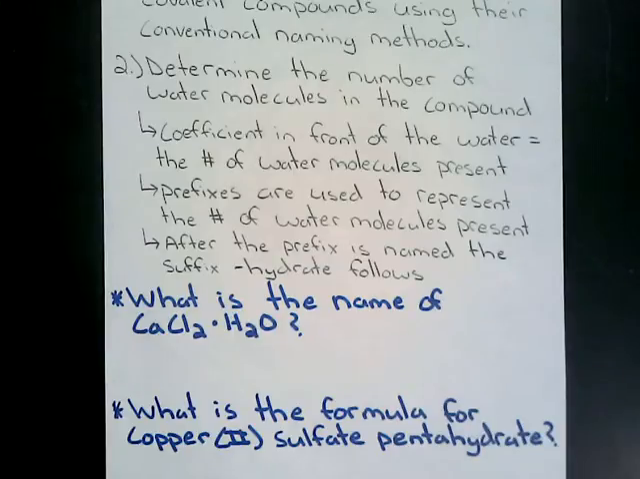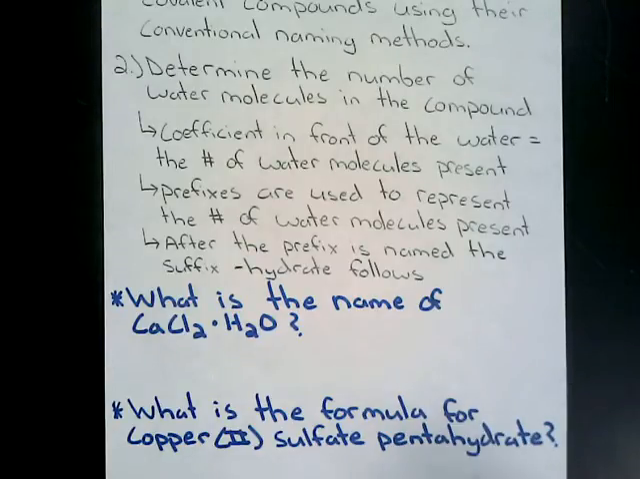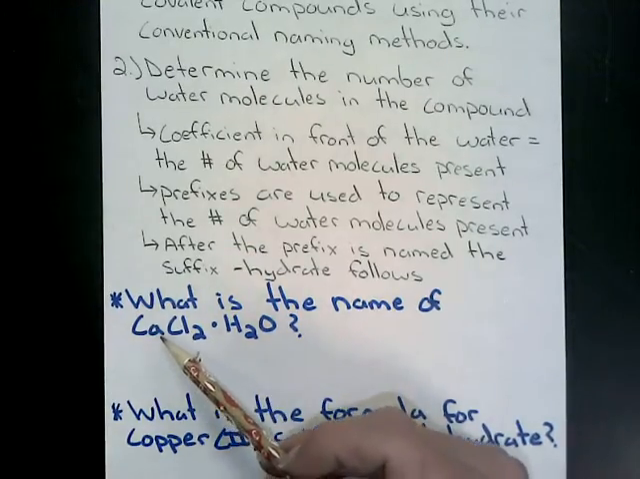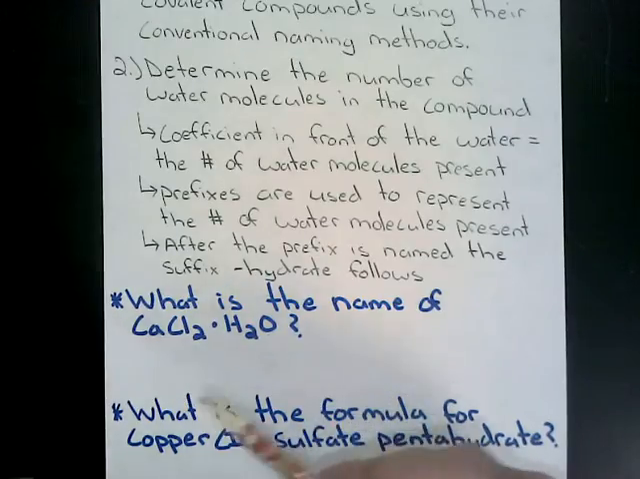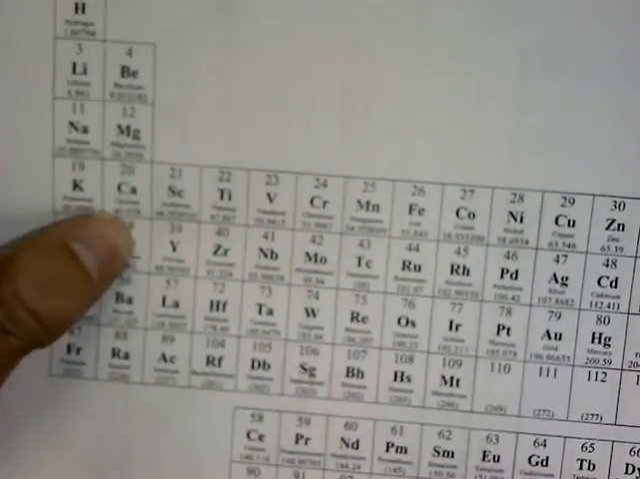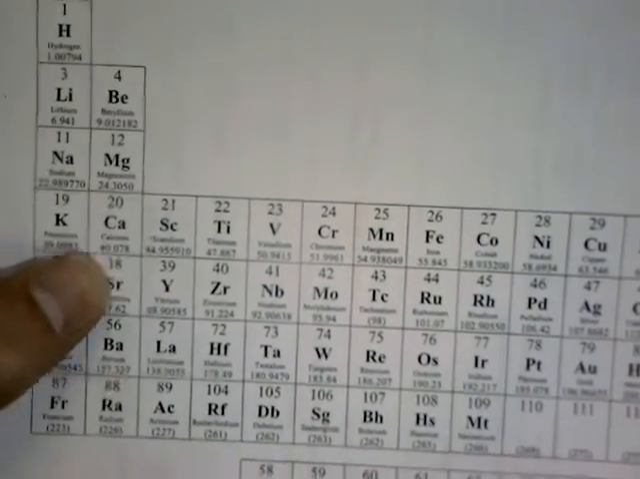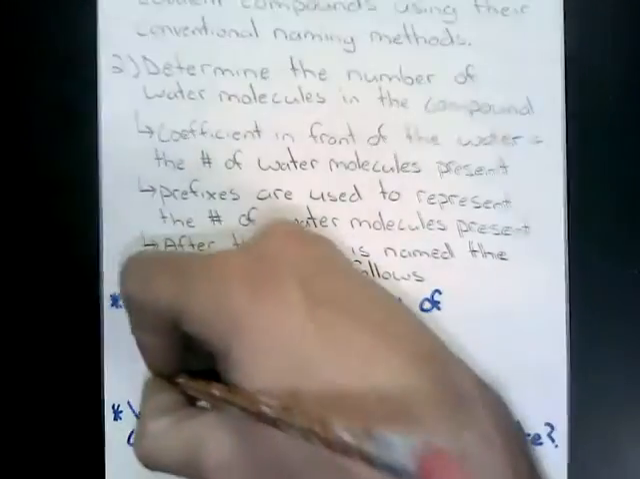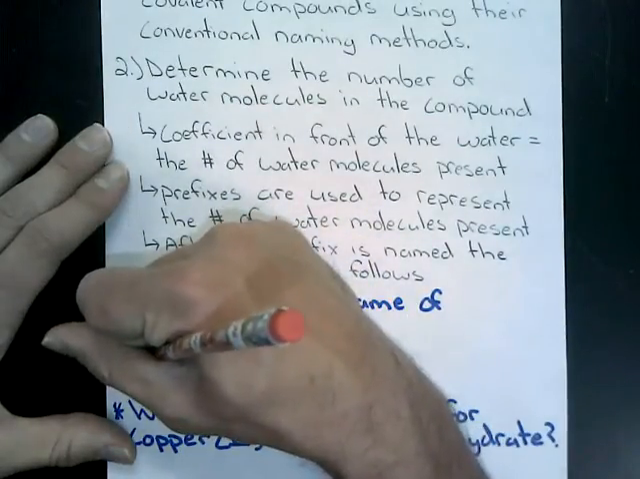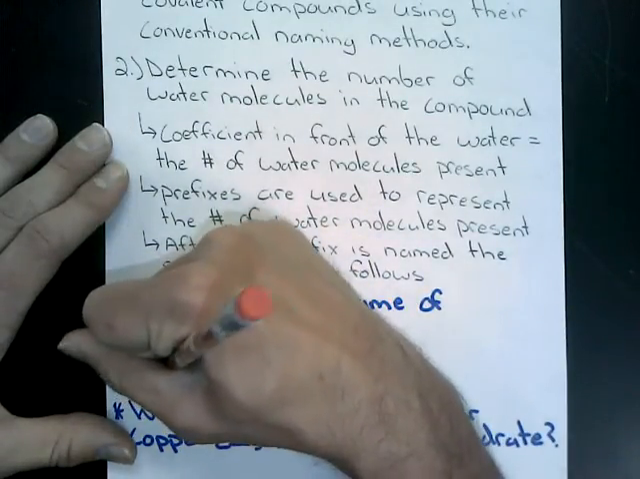We want to know the name of CaCl2. So CaCl2, the first thing that you should be asking yourself is, is this an ionic or covalent compound? Well, it's ionic. So the first thing that we do is we look at the first element. The first element is Ca. We find Ca on the periodic table. Remember, there's no change. We just write that down. So the first element, if you didn't see there, was calcium.